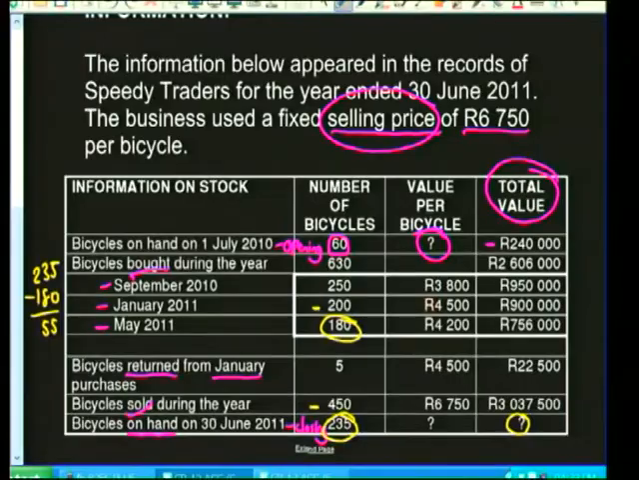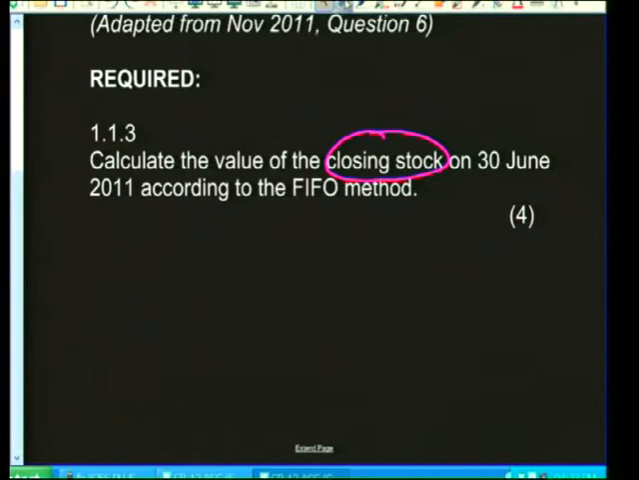So if you want to calculate the value of the stock that's left over, what you need to do is take the last bicycles first. We'll take these 180 bicycles, and their cost price was 4,200 Rand. So let me put that into my calculation. I'm going to start off by taking the 180 bicycles which we had left over from the purchases of May, and I'm going to multiply them by 4,200.